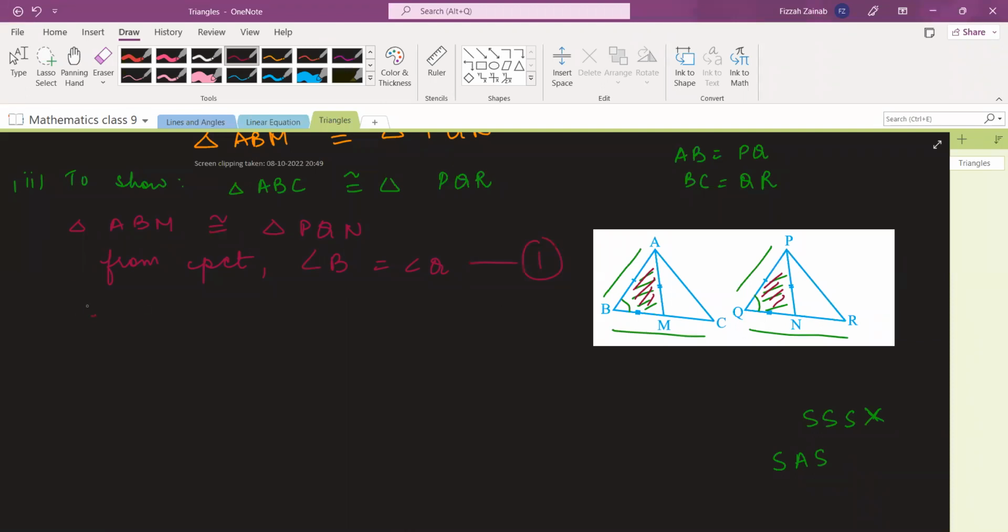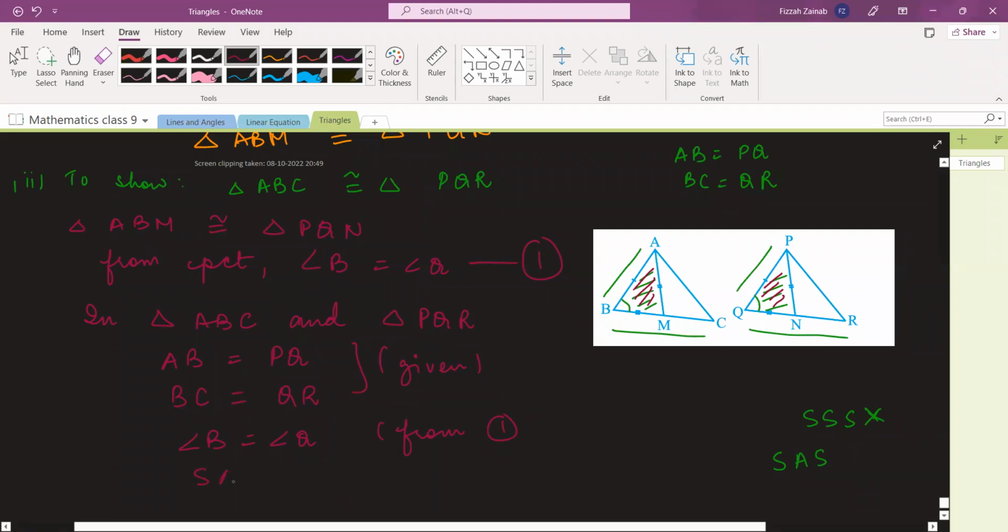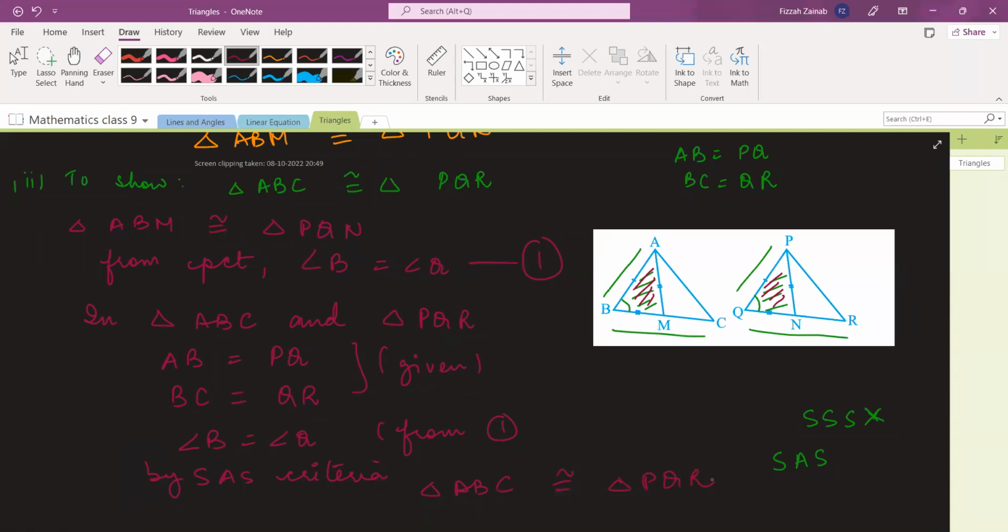Now you come to your bigger triangle. So in triangle ABC and triangle PQR, now two sides I already have equal. So side AB is equal to side PQ and side BC is equal to side QR. Both are given. And then the included angle I have shown that angle B is equal to angle Q from 1. So that becomes SAS criteria, right? So by SAS criteria, triangle ABC is congruent to triangle PQR. I hope it's clear.